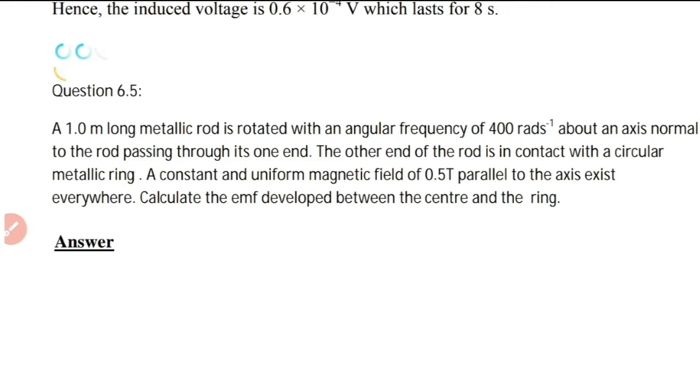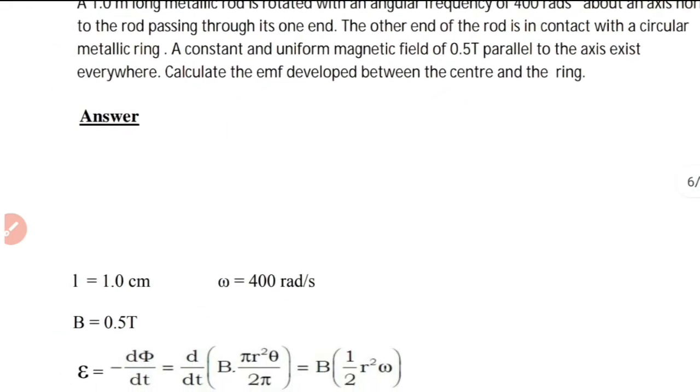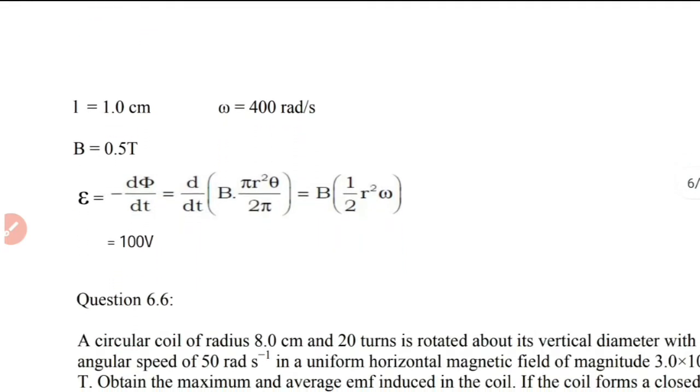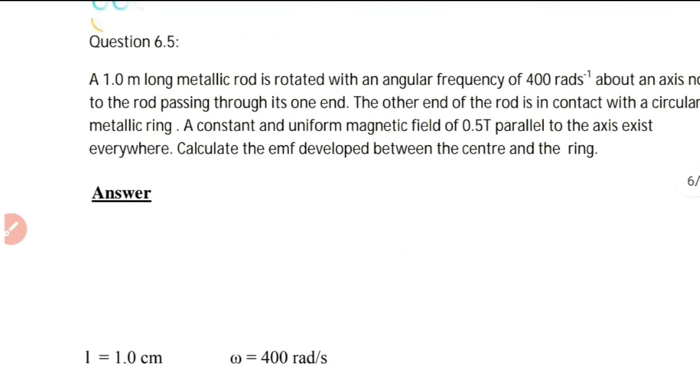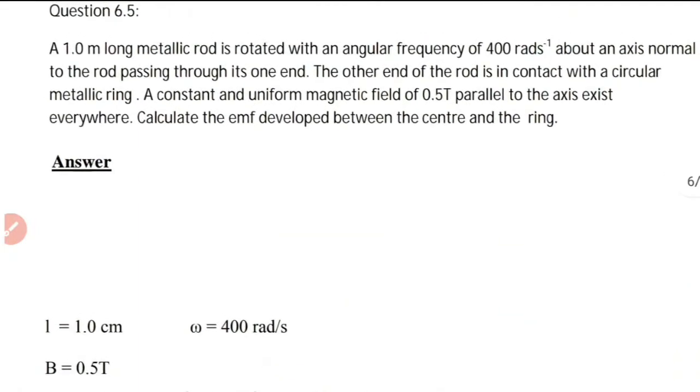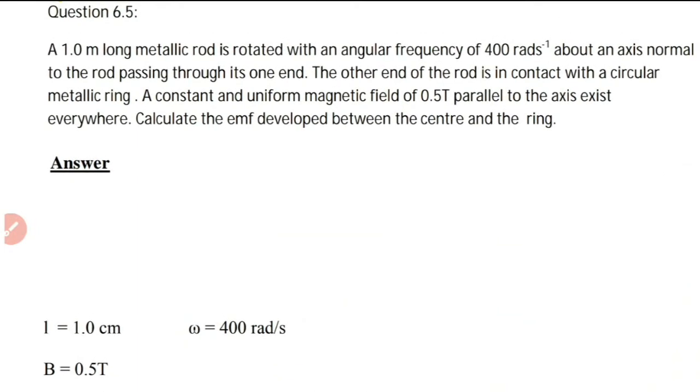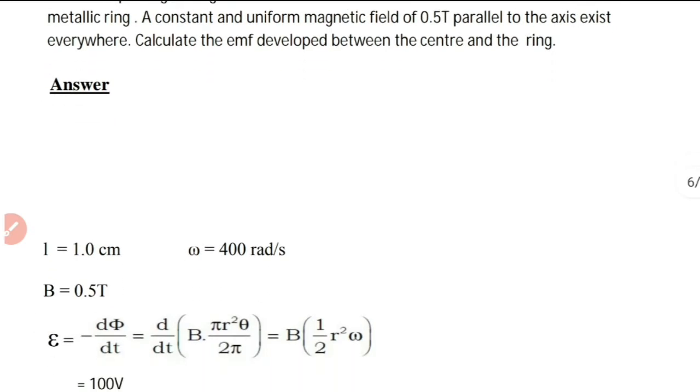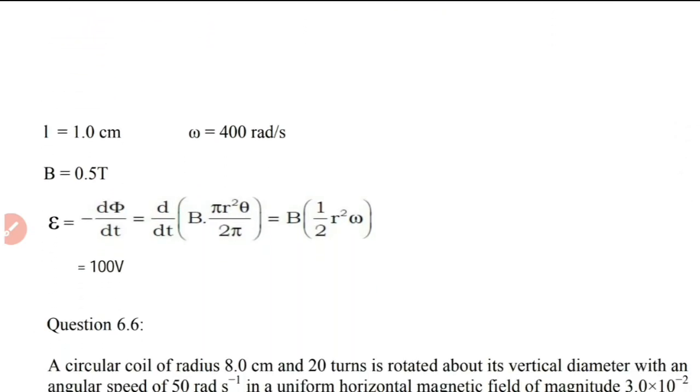Here we have to apply the equation which we obtained in one of the problems, and that equation is epsilon equal to half B r squared omega, where the r, the radius, can be taken as the length of the conductor which is being rotated. So here length is given as 1 meter and omega is given as 400 radian per second, and magnetic field is 0.5 Tesla. Substituting in the equation, we get the induced EMF to be 100 volt.